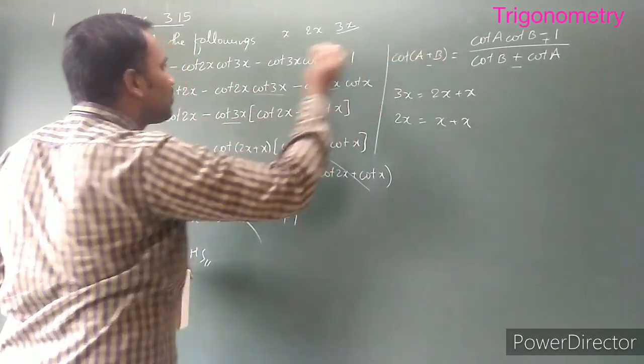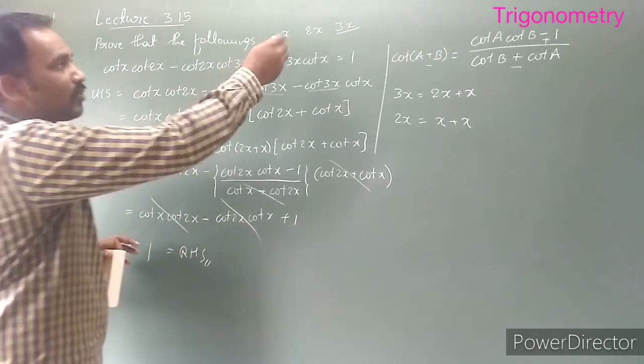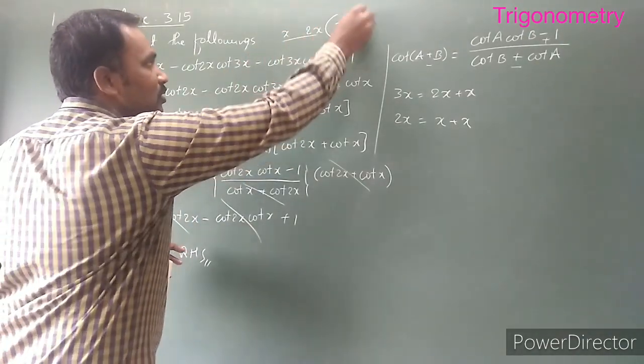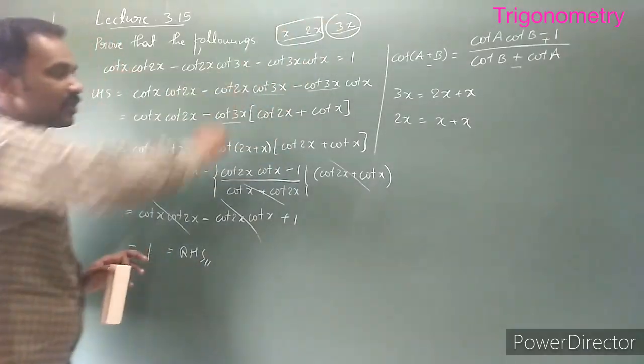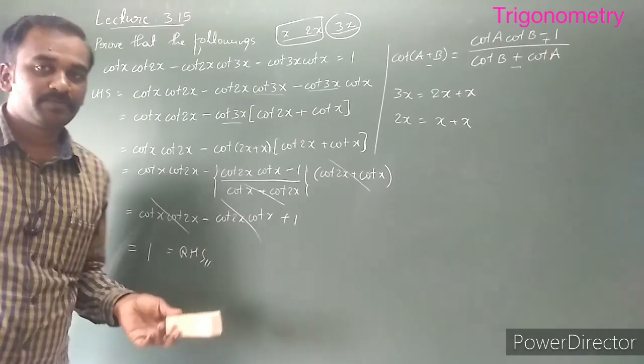Again, using the cot of a plus b formula here is not suitable, so I just make the common angles. If you split 3x, we will get these two angles. That is the reason I just took cot of 3x. Okay, now next one.